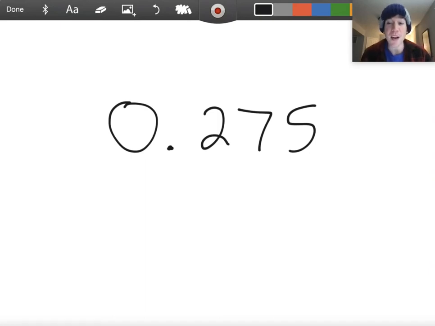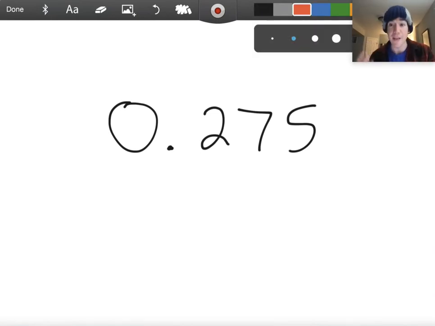So today we're going to be talking about decimals and their relationships with fractions. They're a lot more similar than we often think. So to start off, we're going to look at the decimal 275 thousandths. Now, when we're looking at the decimal 275 thousandths, I want to review the place value.